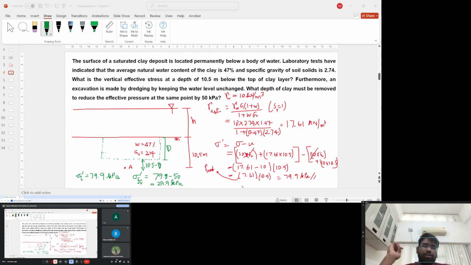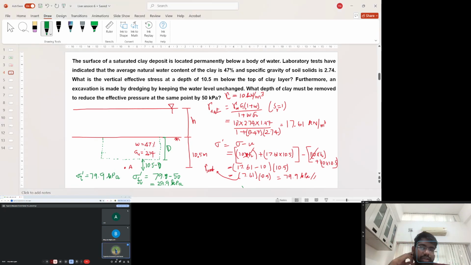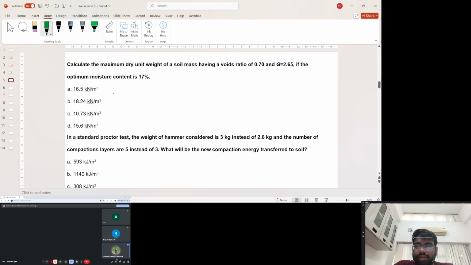So I think with this our effective stress part comes to an end. If I come across any interesting problems, we will solve them then and there in further weeks also. Because if you are entering into geotech, this will be your lifelong acquaintance. Okay.